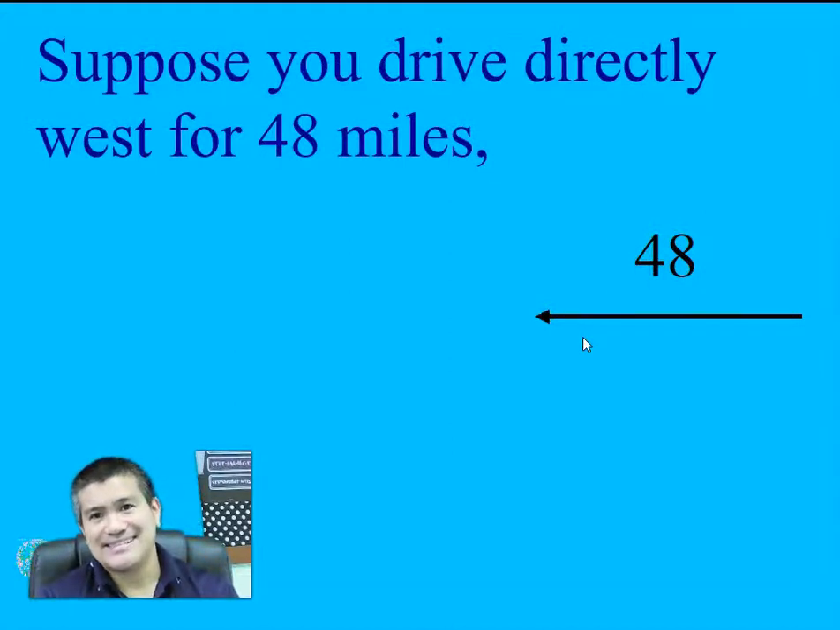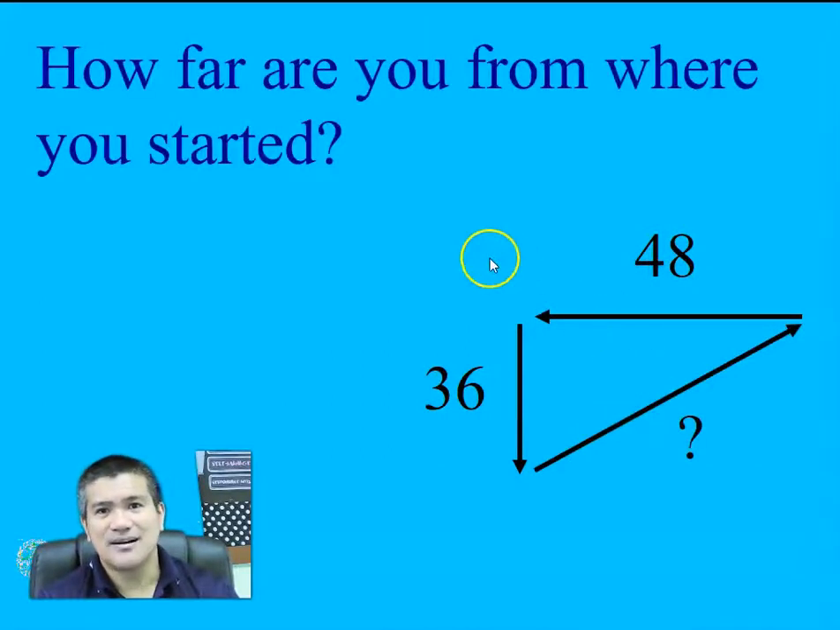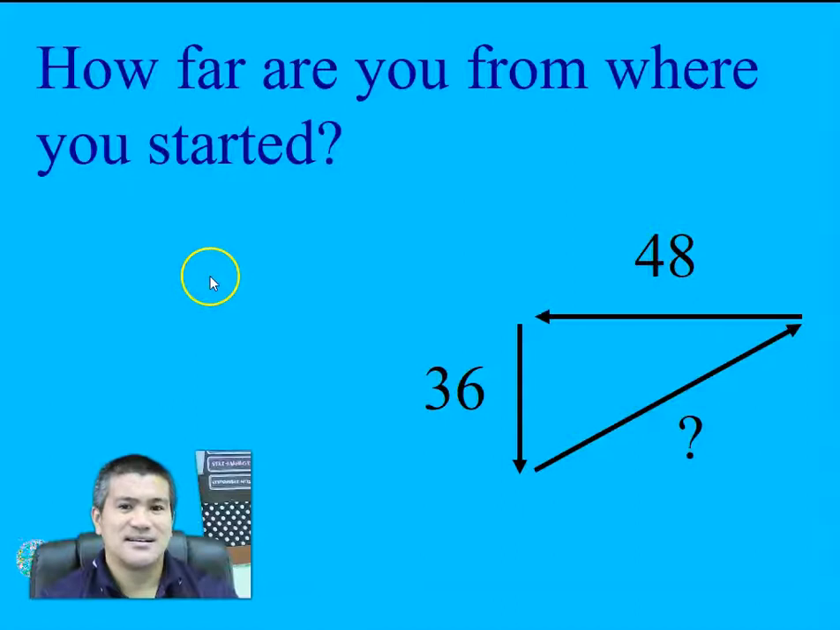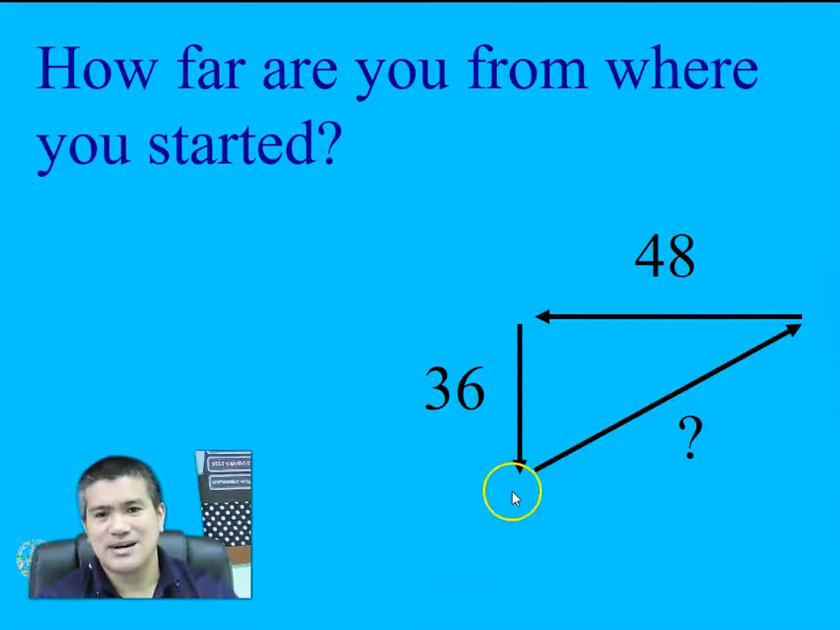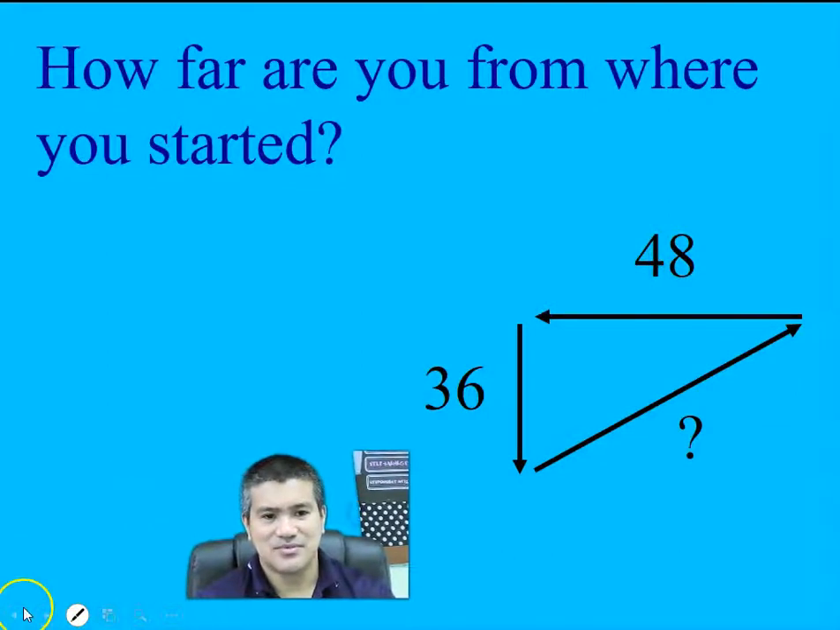Suppose you drive directly west for 48 miles. Here, a driver drives 48 miles west, and then after that turns south and drives for 36 miles. The question is, how far are you from where you started? You drive from west going south, but we will try to measure how far this point is from that point.